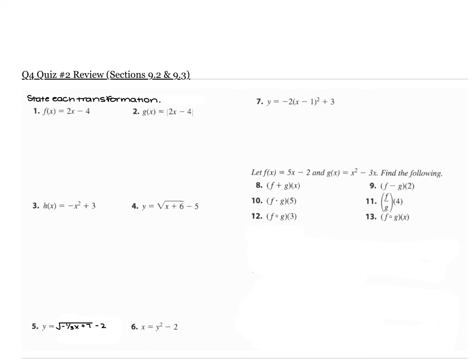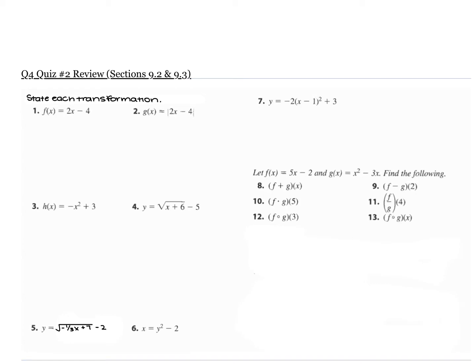All right, so this is your review for your quiz number 2. Again, just sections 9.2 and 9.3. If you remember from 9.2, we worked on transformations. So if we look at numbers 1 through 7, we're just stating each of the transformations.